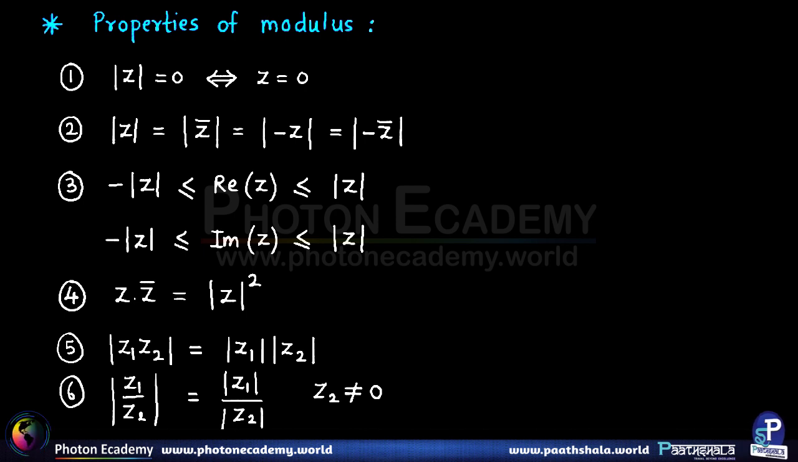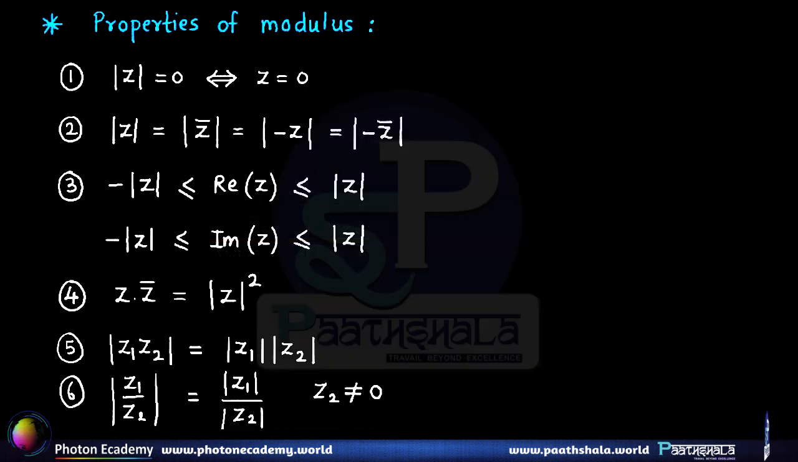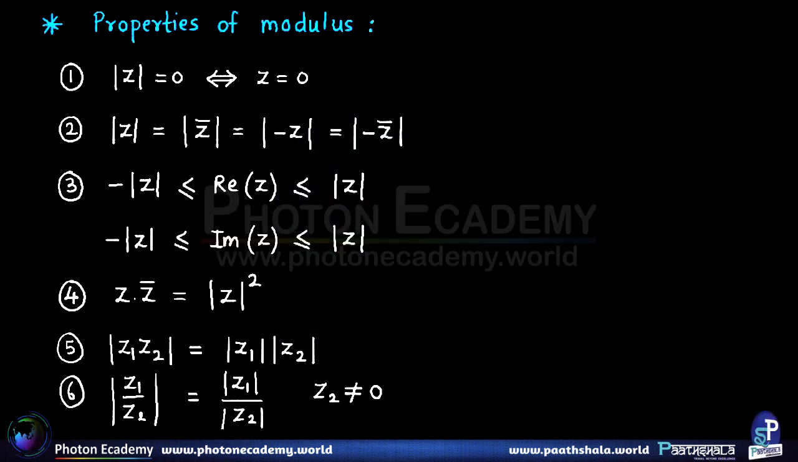In the third one, we have minus mod z less than or equal to the real part of z, which in turn is less than or equal to mod z. And if we just change the real part with the imaginary part, the same inequality still holds. So in other words, property 3 is saying that the real part as well as the imaginary part of any complex number lies between minus mod z and plus mod z.